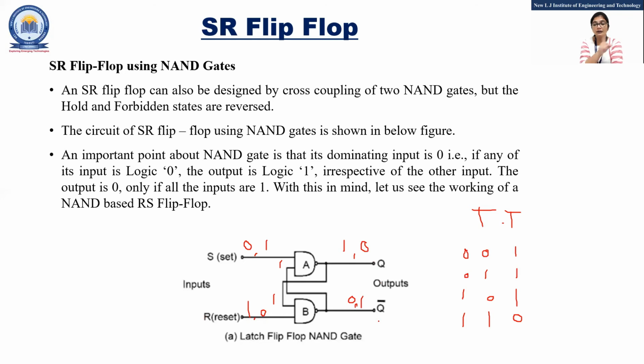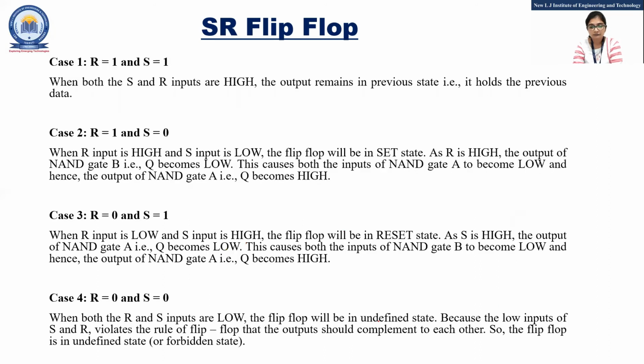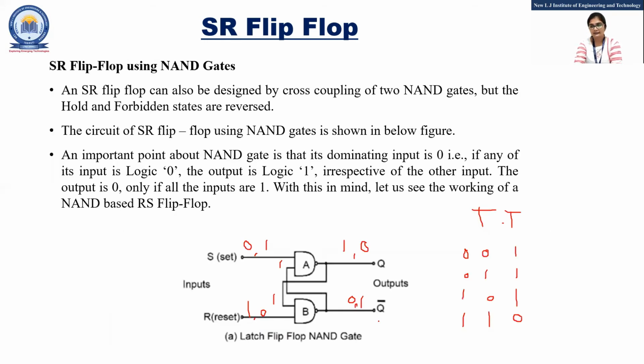It is the reverse of the NOR gate. In the NOR gate, whenever we are applying R and S equal to 1, that condition is not possible. Here R is equal to 0 and S is equal to 0. This condition cannot apply to this NAND gate circuit.